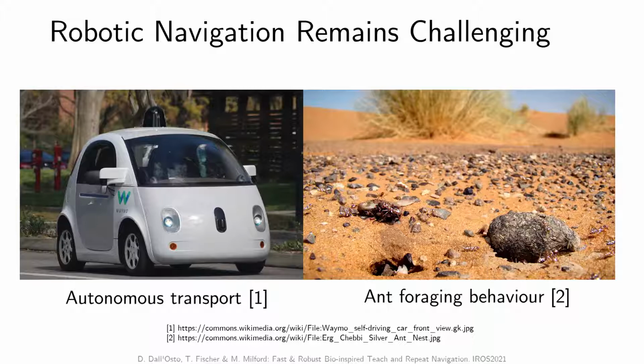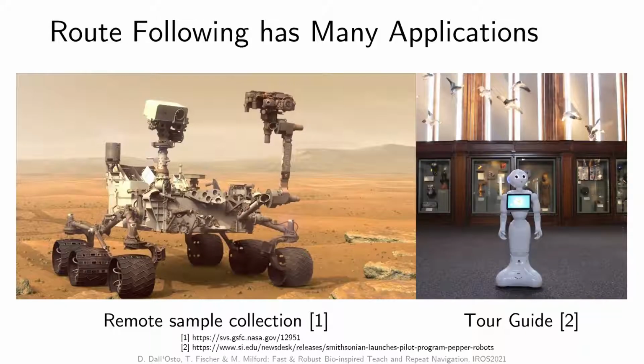In contrast, biology shows us many examples of robust navigation. For instance, ants are capable of robust and generalisable navigation when foraging and returning to their nests, and this is all achieved with their extremely limited visual systems and computing power. For many tasks, though, a fully flexible navigation solution is not required.